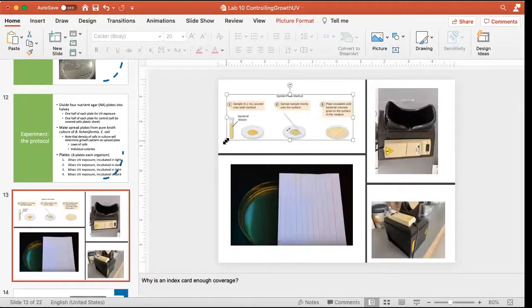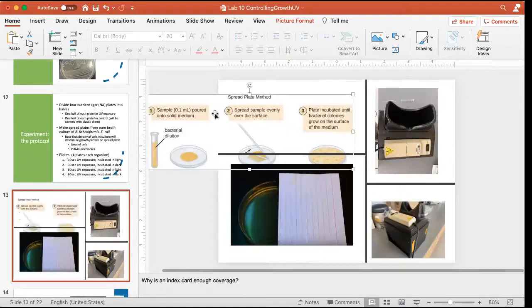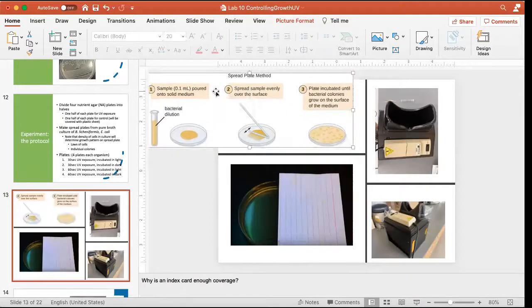So this diagram up top just shows very basically, again, how you make a spread plate, because we're going to make spread plates here. And we're not going to try to grow colonies for counting so much as we're going to try to grow a lawn of cells. We want to grow as many cells as we can. Now, the way that you know you'll get a lawn instead of individual colonies is by making sure that your original broth culture is loaded with cells.